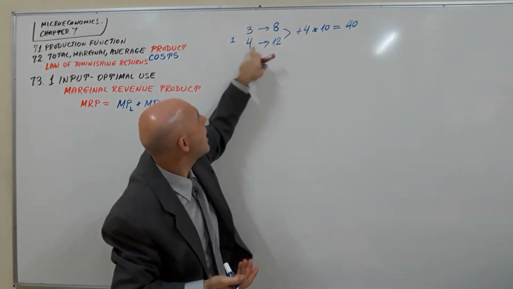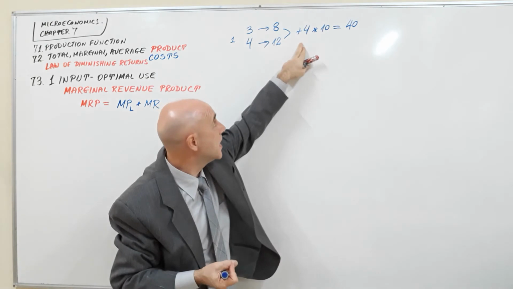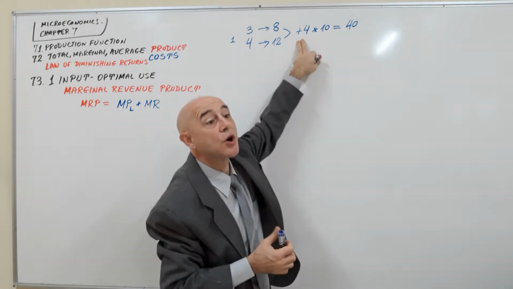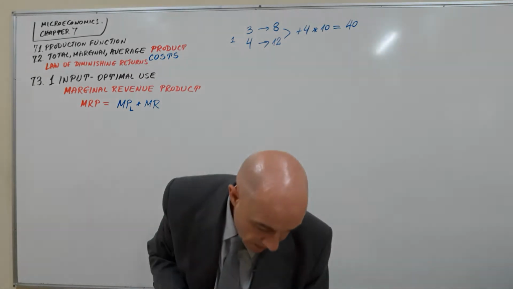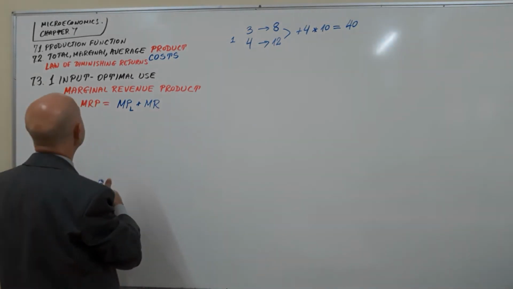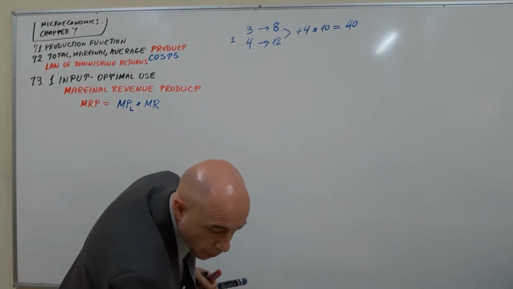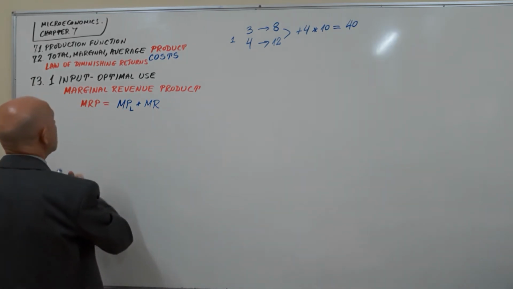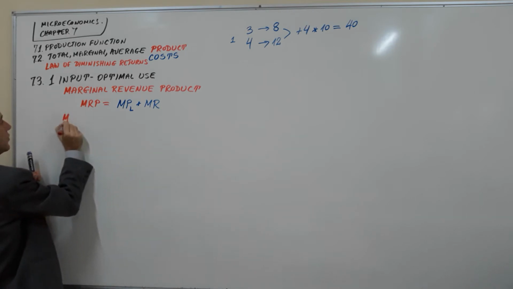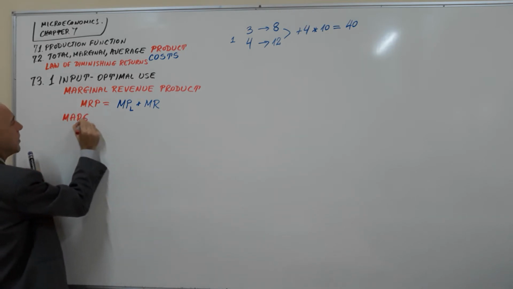You just say, well, how many extra units does the labor produce? Well, 4 extra units. And what's the revenue per unit? That gives you the marginal revenue product of labor. The next one is marginal resource cost, which I will be explaining now.